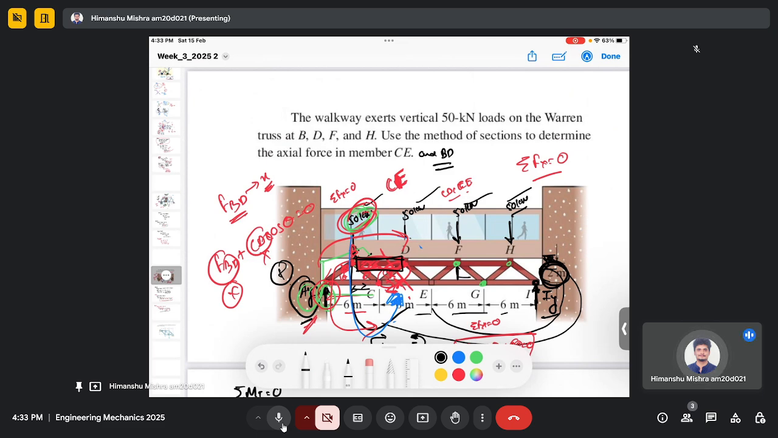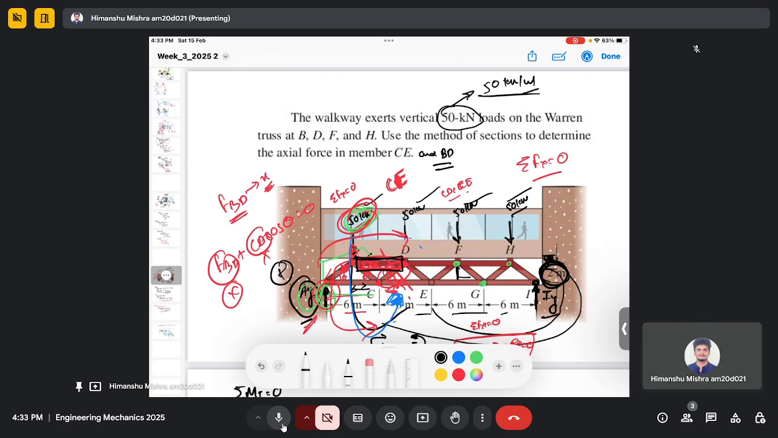That we will see in the next tutorial when I will solve problems of beams. But as of now, it's not a UDL. You can see it's a 50 kilonewton force. If it had been a UDL, then the intensity would be given in terms of 50 kilonewton per meter or per meter square.